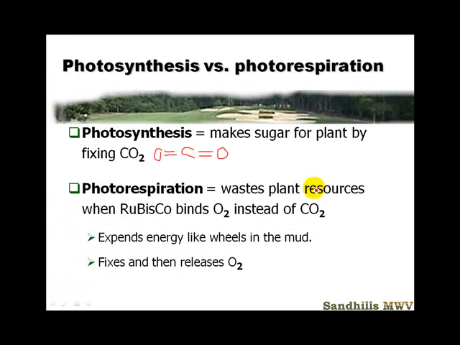One of my former students said it's like going on an Easter egg hunt, finding a bunch of Easter eggs, and when you open them up, there's no candy inside. I thought that was a pretty good analogy. It's like spinning your wheels in the mud. So it fixes the CO2. It does a bunch of processes that take energy and waste it, like carrying water up a hill in a sieve.